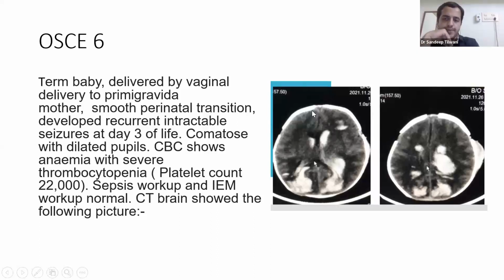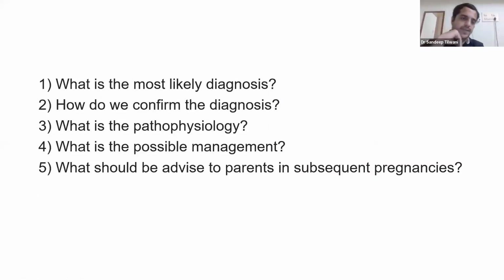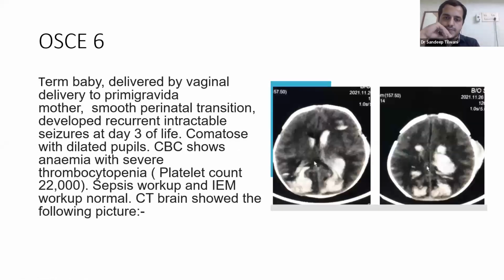So in this scenario, what is the most likely diagnosis? How do we confirm the diagnosis? What is the likely pathophysiology of that diagnosis? What is the possible management? And what advice should you give to the parents for subsequent pregnancies? Let me show you the case again.